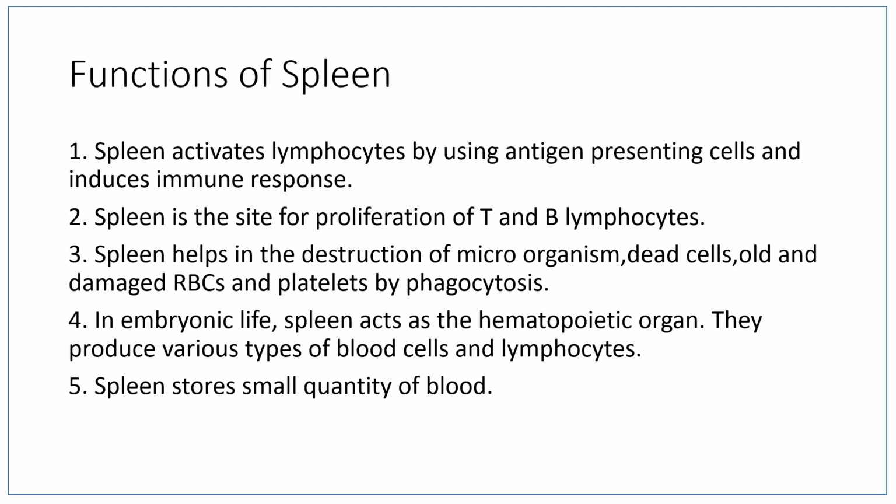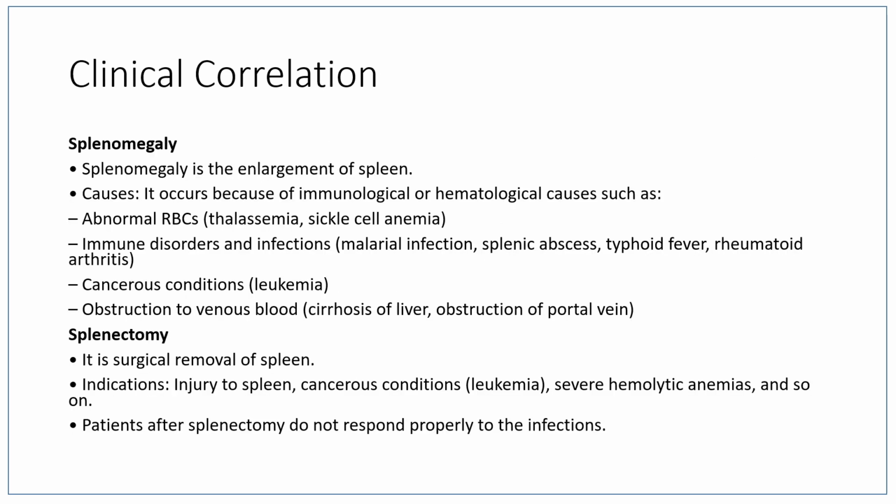The functions of spleen are: it activates lymphocytes and it induces immune response. Then it is the site of proliferation of T and B lymphocytes. It helps in destruction of microorganisms and damaged blood cells. In embryonic life, the spleen is hemopoietic in function and it stores a small quantity of blood in it.